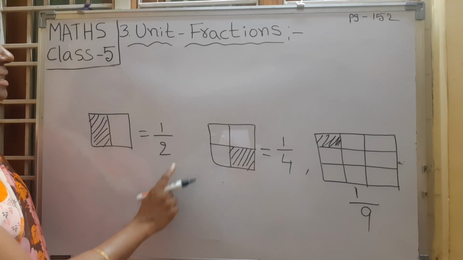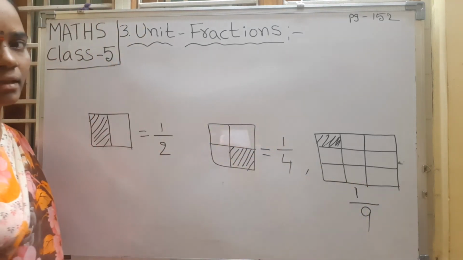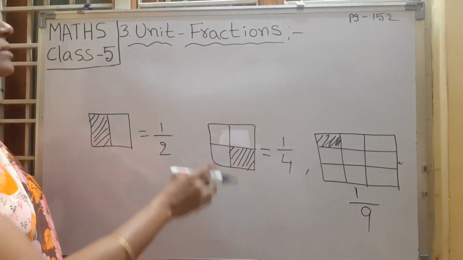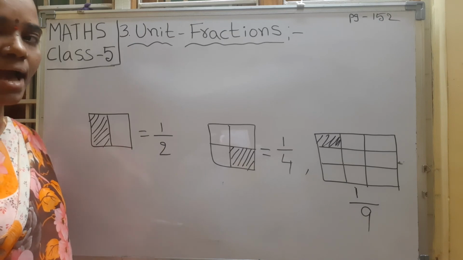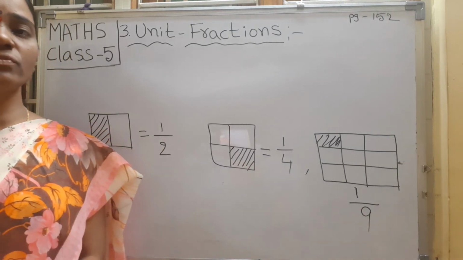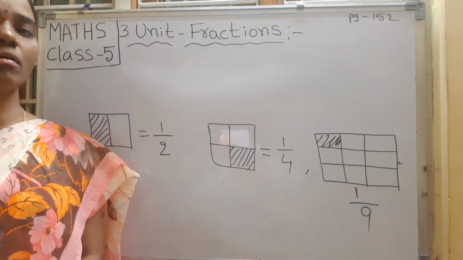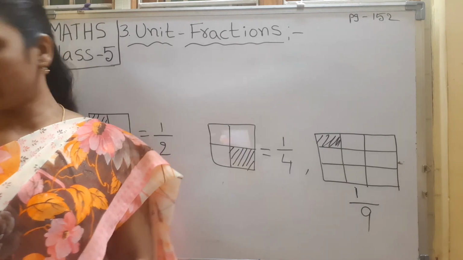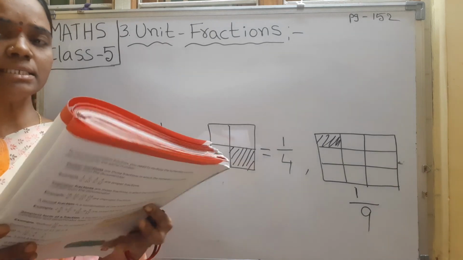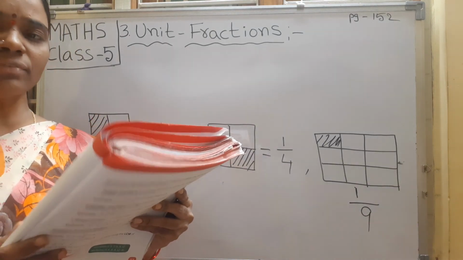So here the numerator is same, numerator is 1. For the given fractions, the numerator is 1. So these type of fractions are known as unit fractions. So what are unit fractions? Fractions with 1 as a numerator are called unit fractions. Yes, fractions with 1 as numerator are known as unit fractions.